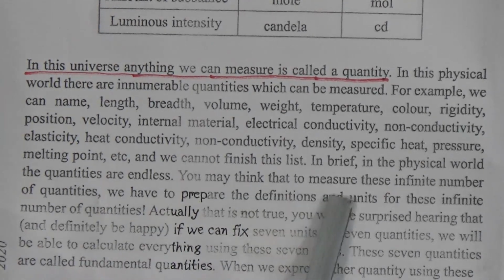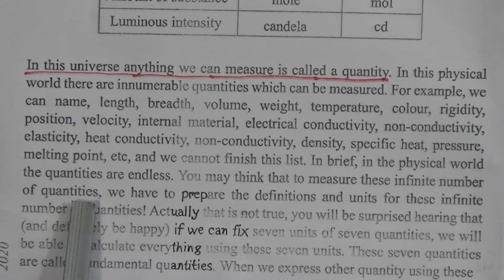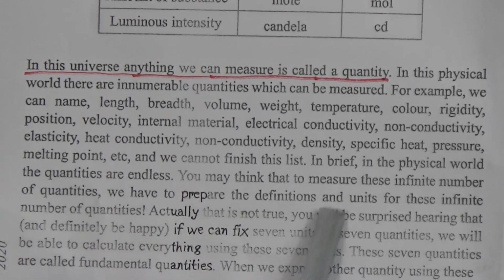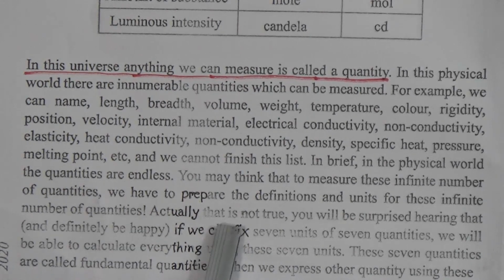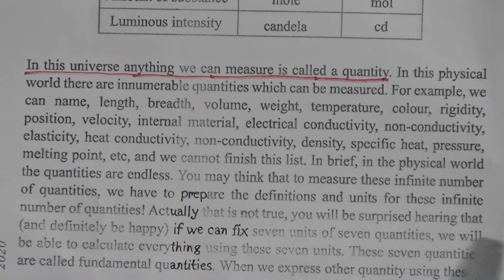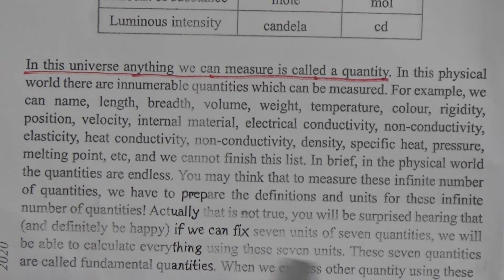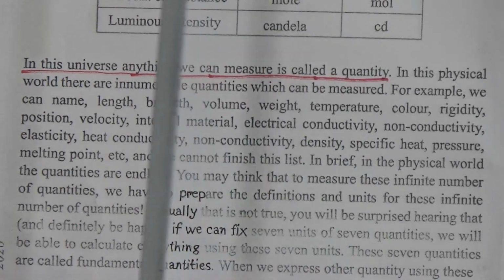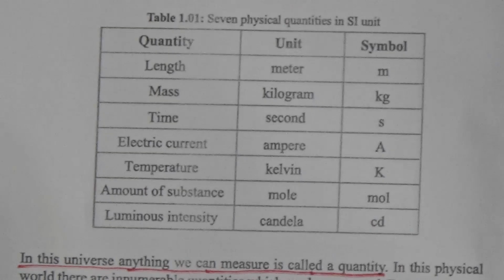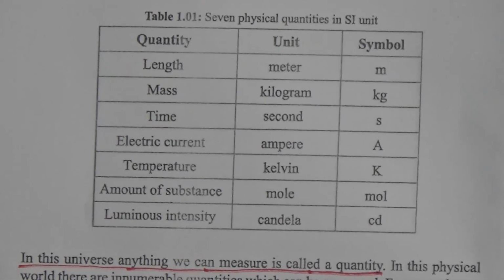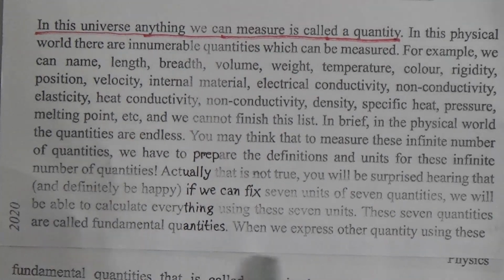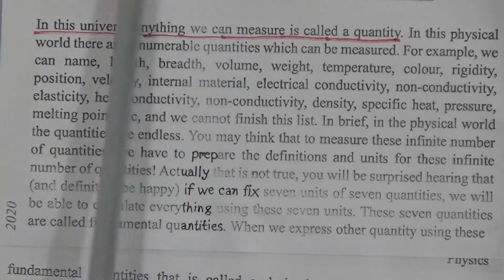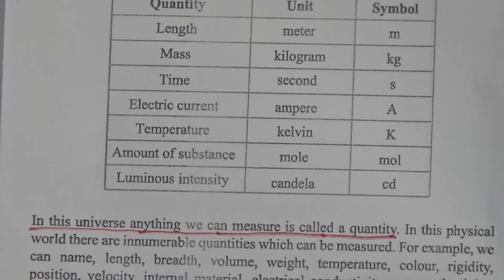You may think that to measure this infinite number of quantities, we have to prepare the definitions and units for this infinite number of quantities. Actually, that is not true. You will be surprised hearing that if we can fix these 7 quantities, we will be able to calculate everything using these 7 units. Then these 7 quantities are called fundamental quantities. My dear students, these 7 quantities are called fundamental quantities.